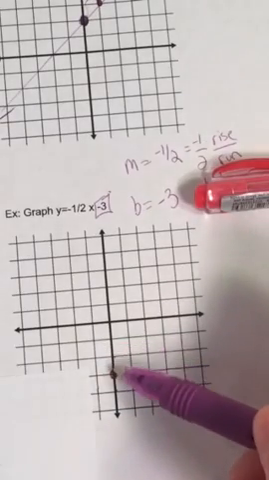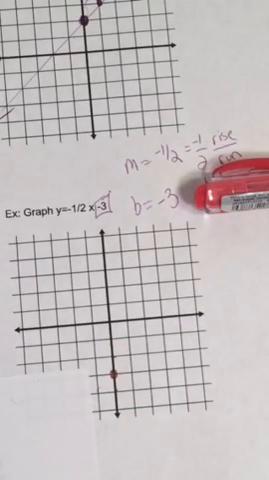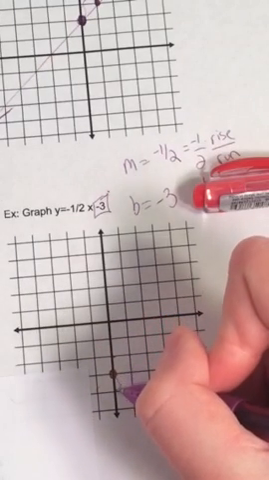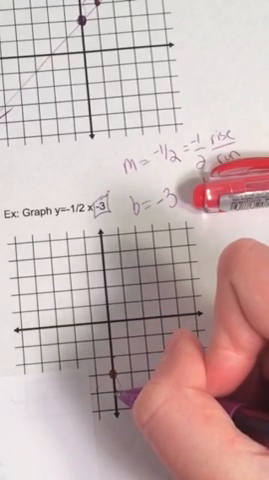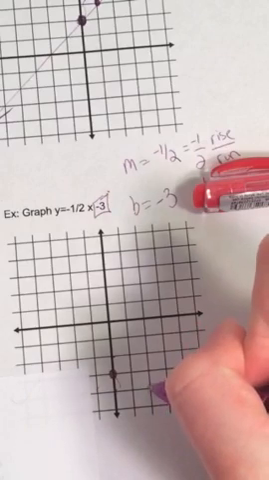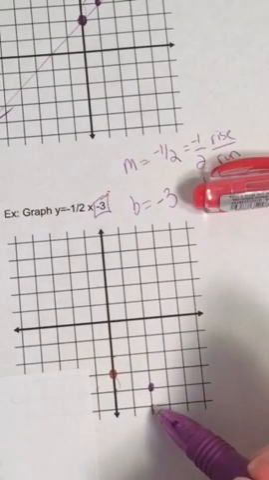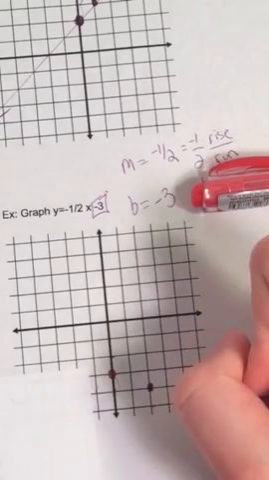I counted down 1, 2, 3, and that's my first point there. Now my next point, it says rise -1, so I go down 1, run 2, 1, 2. So I go over this way. Okay, and again I can keep going like that until my graph runs out, down 1, over 2.